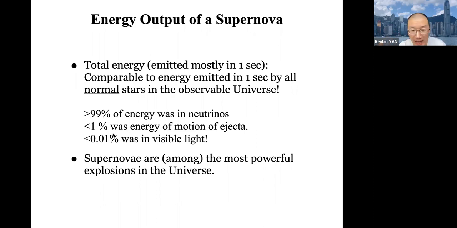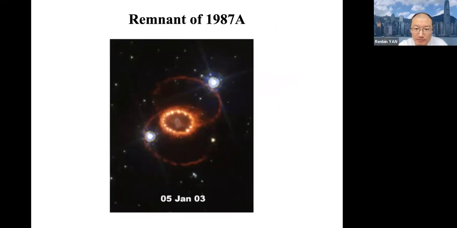And what we see in visible light, what makes the star really, really bright, is only less than 0.01% of that total energy. Even though it is only 0.01% of the total energy, it can make the star as bright as a whole galaxy. So supernova is among the most powerful explosions in the universe we know of. It's just very powerful because of the electron combining with photons in a core collapse of a more massive star.